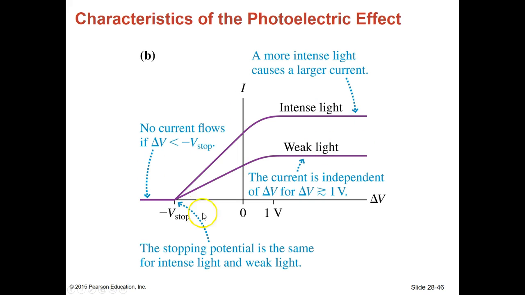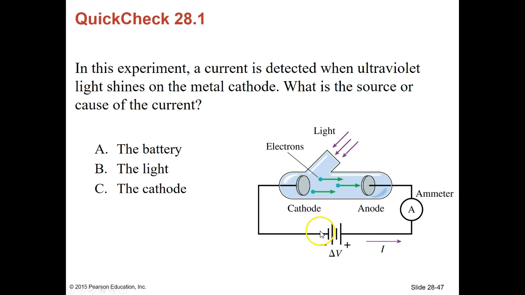This is a diagram that is commonly used. We have weak light giving us less current than an intense light would give us for the same frequency of light and for the same metal, and we can see where the stopping potential is. And notice the stopping potential is the same for both the intense and the weak light. No current flows if that change in voltage is less than the stopping voltage itself.